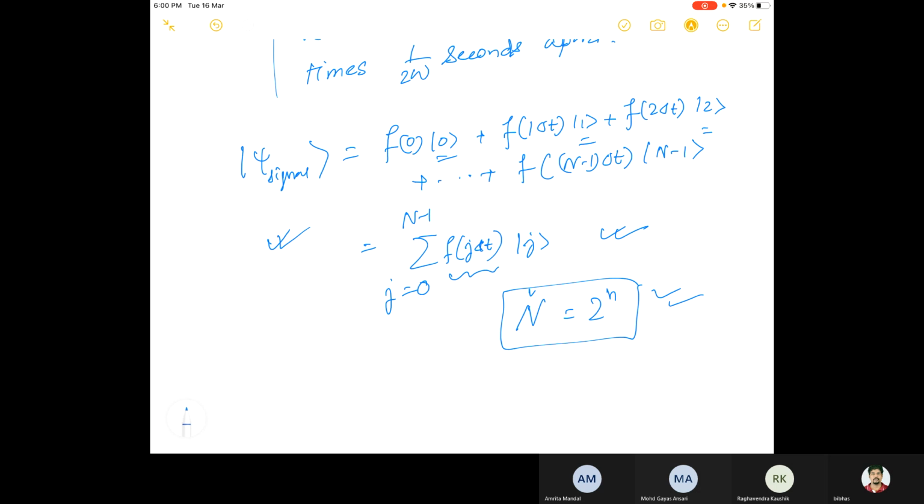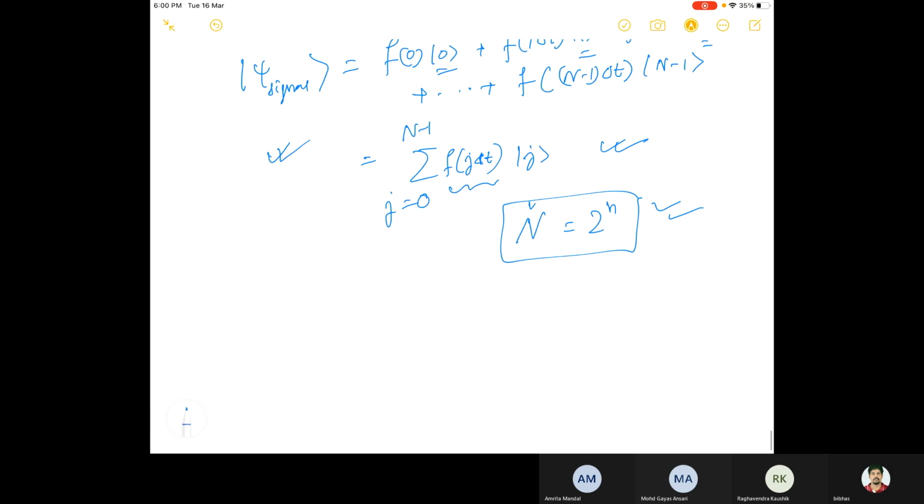This could be any values. This need not be a quantum state. It is just a vector right now. Okay. So if I want to make the quantum state, then I have to normalize this. Normalize means I have to divide this vector by its norm.